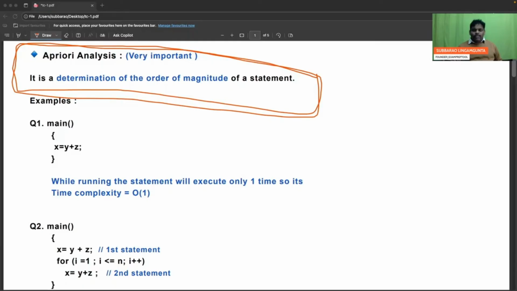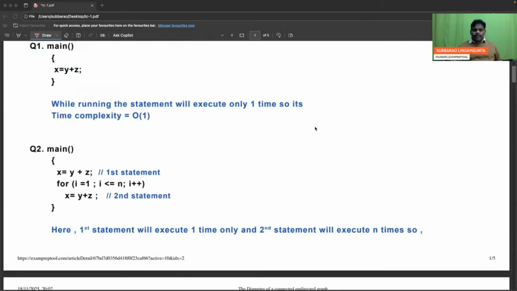If any doubt is there, please let me know. Till now, any doubt, let me know. I will provide these notes also. Let's start the first problem.